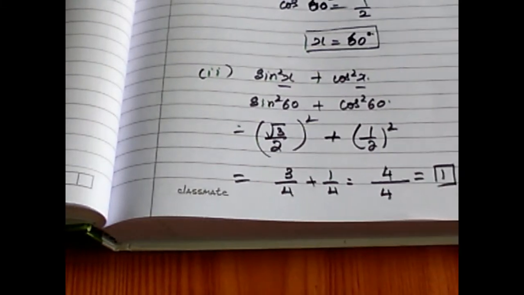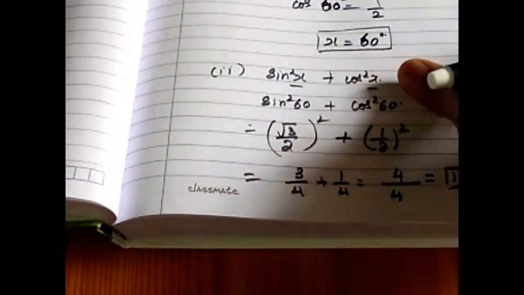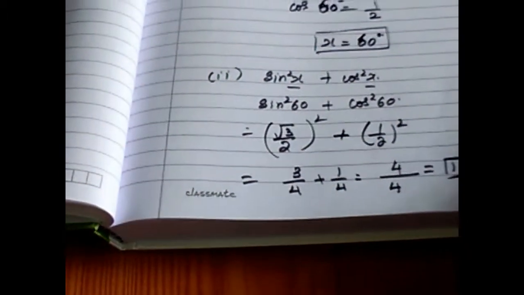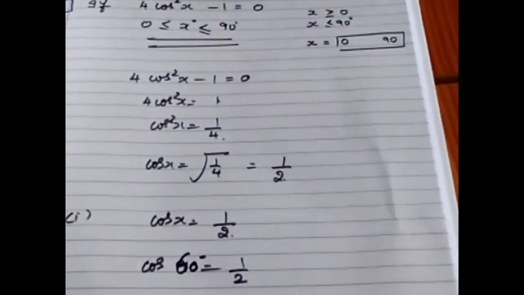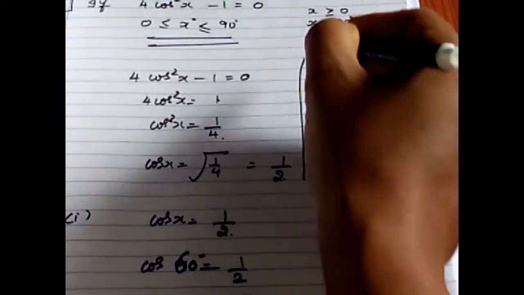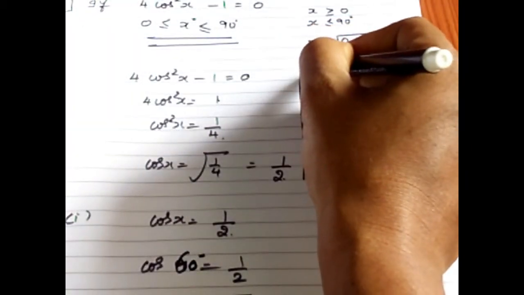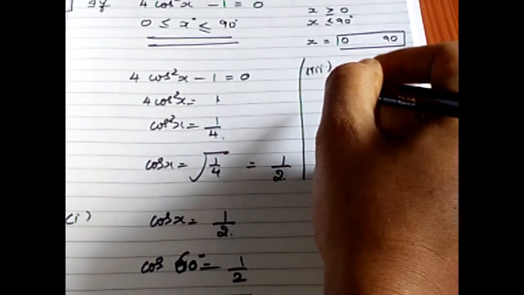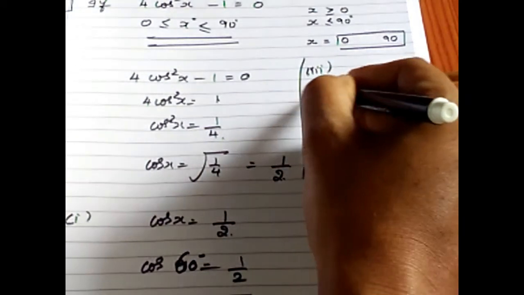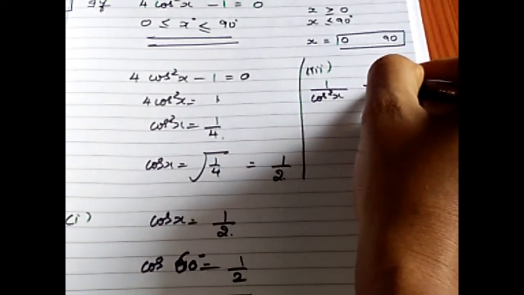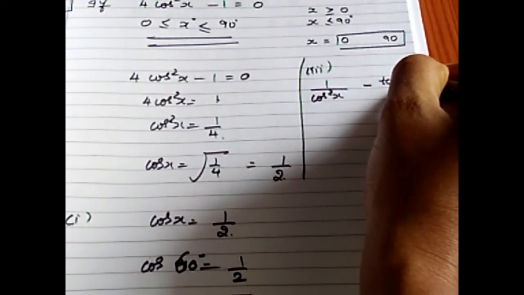Let us move on to sub question 3. 1 by cos square x minus tan square x. So let us write the question number 3. I am just adjusting it on a single paper, children. You just go to the next sheet and write. Okay. Sub question 3 is 1 by cos square x minus tan square x.